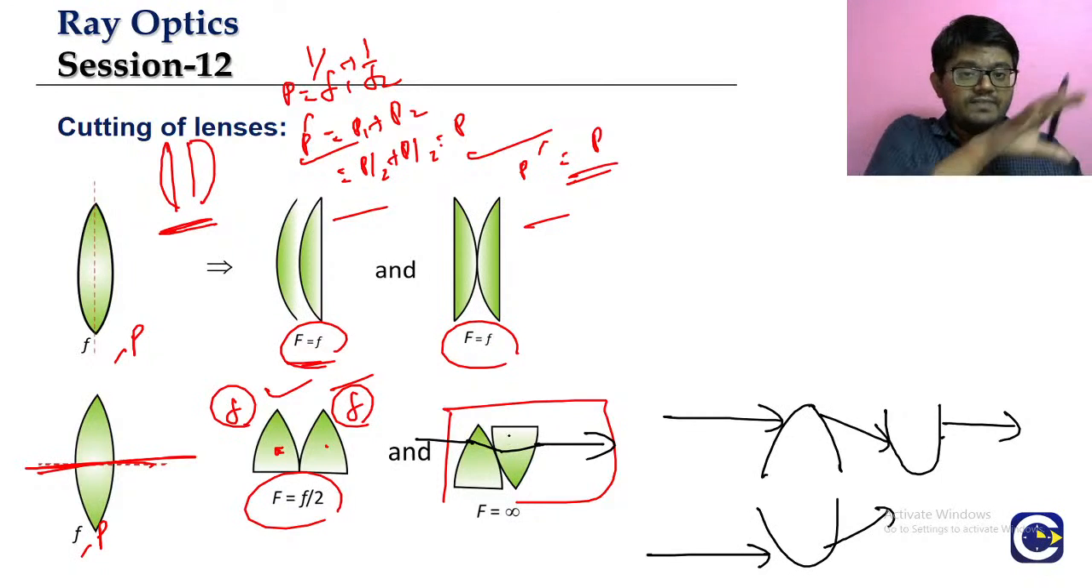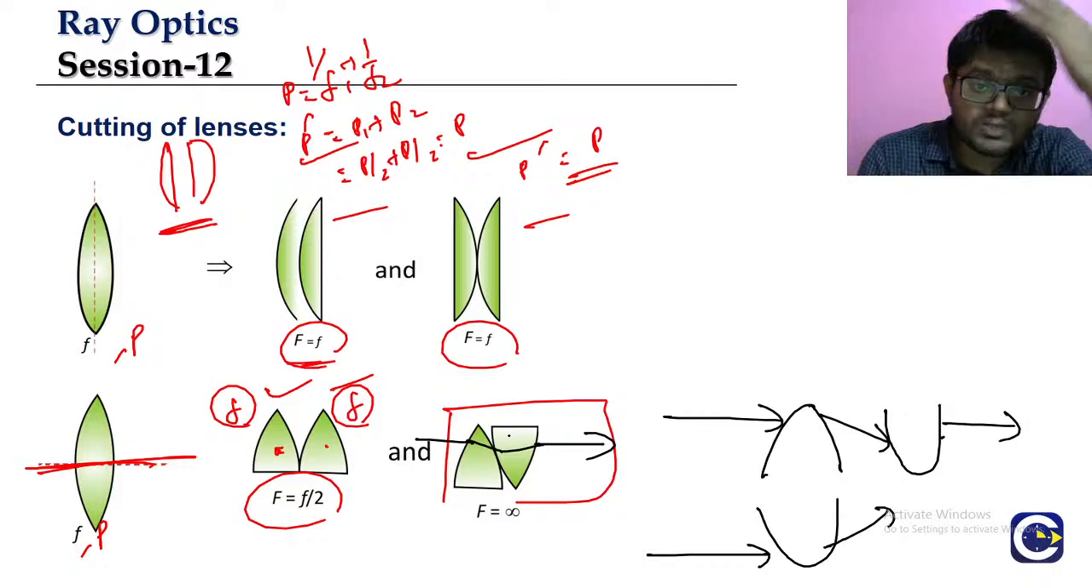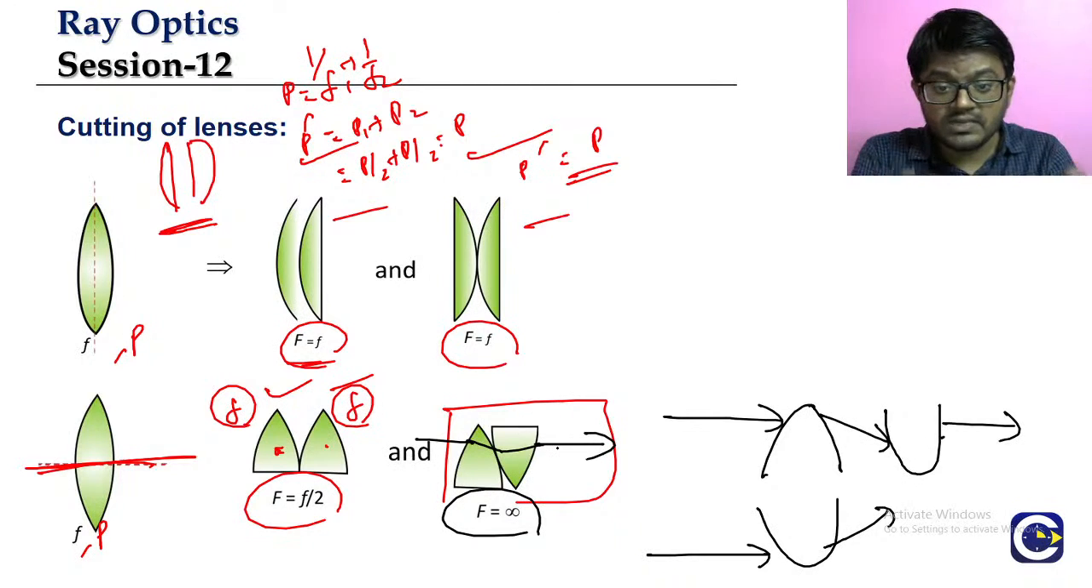Which means if you are passing a parallel beam of rays, they are not going to converge to a point. They will come out parallel. Means where they are supposed to meet, they are supposed to meet at infinity, right? So we will take the focal length as what? Infinity. This combination will give a focal length as what? Infinity. Focal length infinity means power will be what?